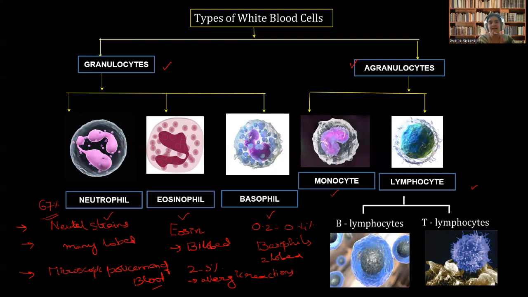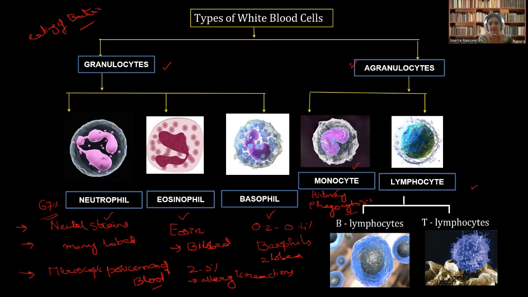When we see agranulocytes, there are two types. First is the monocyte. The monocyte is circular, round in shape, and it has a kidney-shaped nucleus. It is also responsible for a process called phagocytosis. Phagocytosis means eating of bacteria; they eat away the bacteria present in our body.